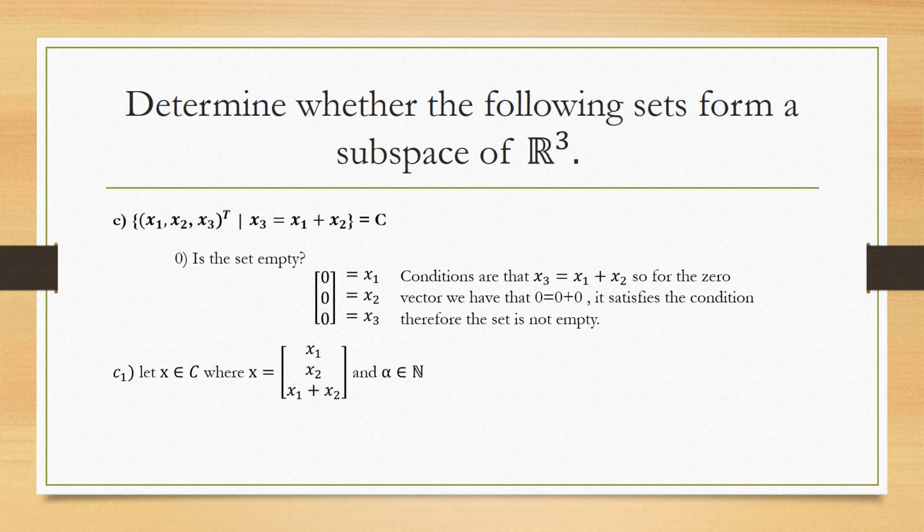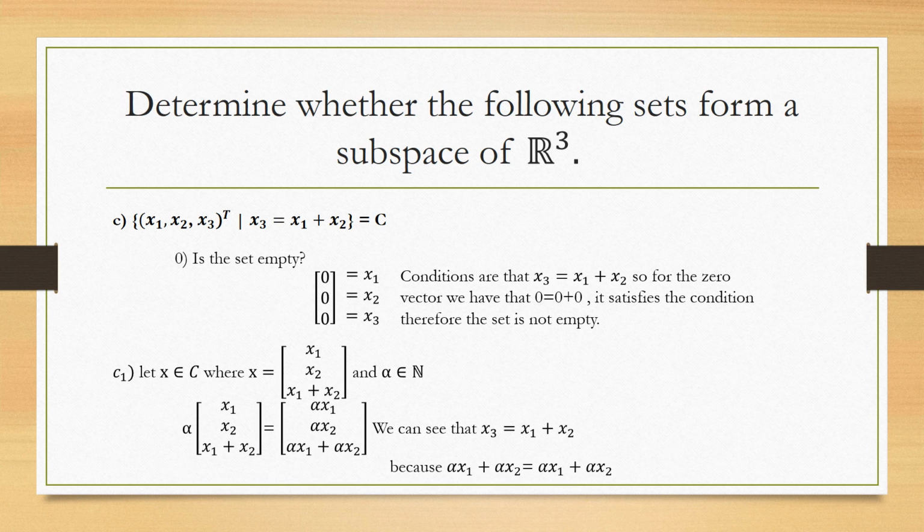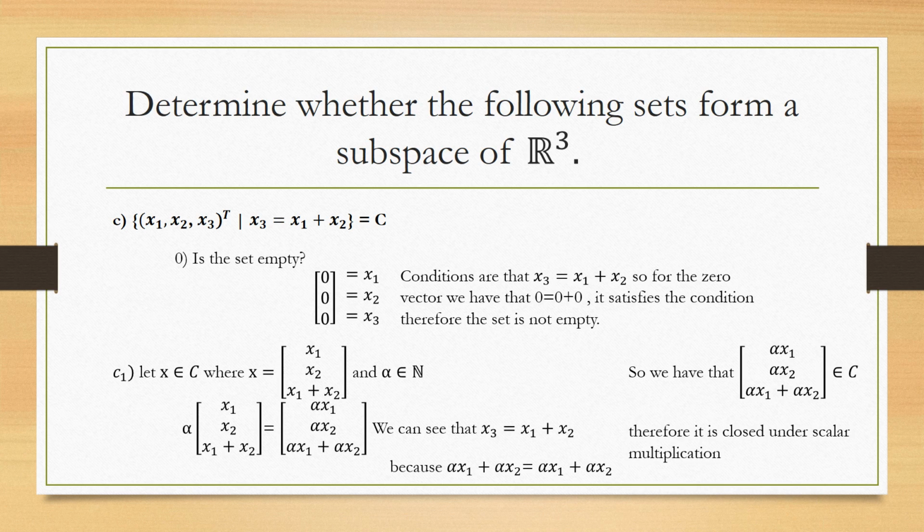Now we go to our closure condition, the scalar multiplication. So we write, let x be in C, where x equals (x1, x2, x1 plus x2), and alpha is a scalar. So we do scalar multiplication and we get (alpha x1, alpha x2, alpha x1 plus alpha x2). We can see that x3 equals x1 plus x2 because alpha x1 plus alpha x2 equals alpha x1 plus alpha x2. So that vector is in C, therefore it is closed under scalar multiplication.